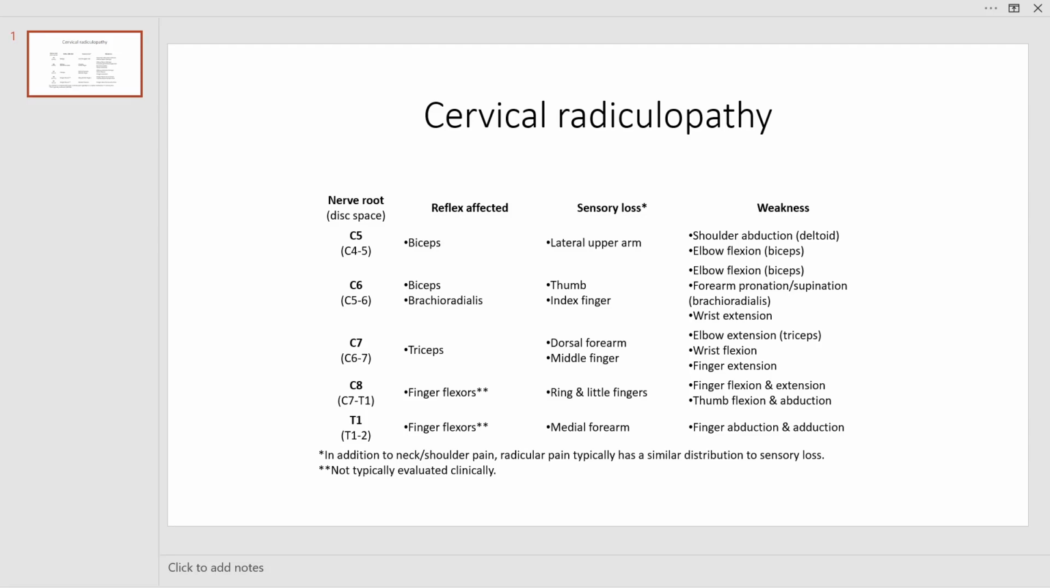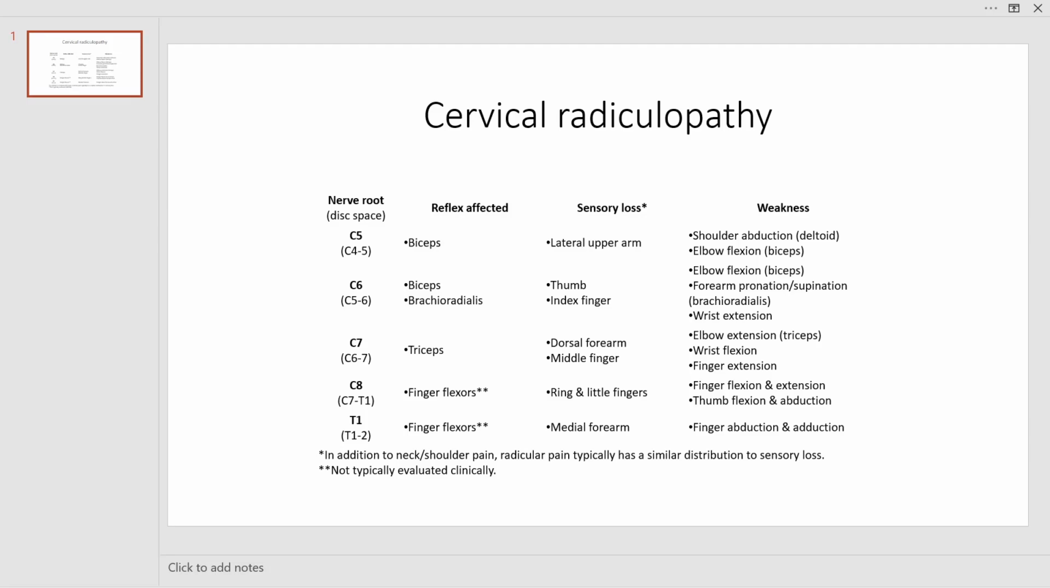Again, try to remember in a simplest way. C5 nerve root, then reflex affected is biceps jerk, then the dermatome and myotome. That means the sensory loss would be lateral upper arm, and the weakness, that means myotome, would be shoulder abduction and elbow flexion. Shoulder abduction by the deltoid and elbow flexion by the biceps.